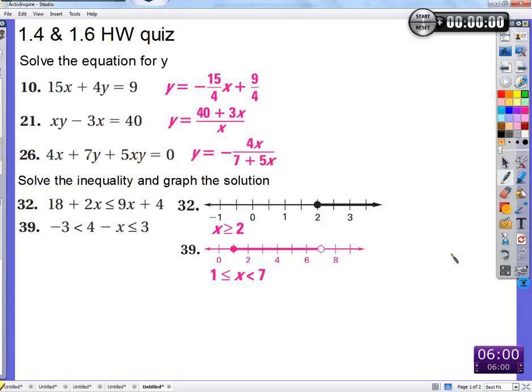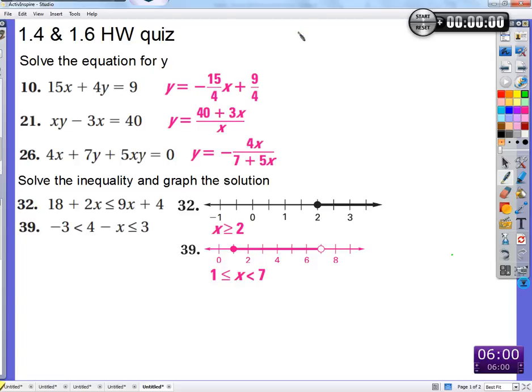Solve for y, which means you're just going to get one single y on one side by itself, and everything else over on the other side. And when we get into these, a lot of times we'll get different looking answers, depending on how you want to write it. We'll look at that.